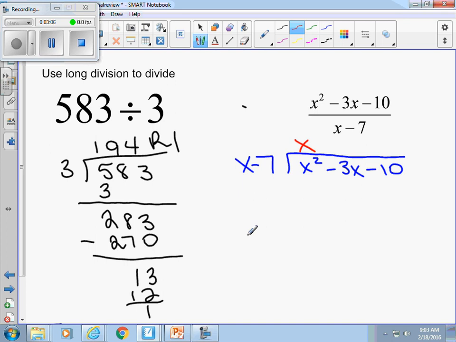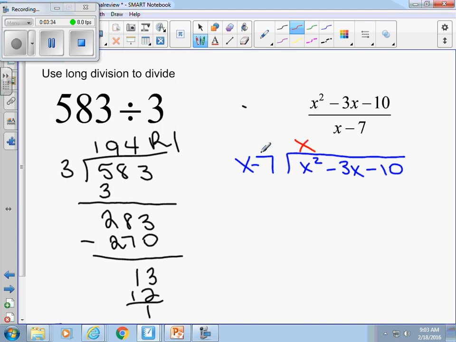What do I do next? Wait, is there another way to do this? Synthetic division, yes. Are we going to learn that? Yes. But synthetic division does not work for everything. You're right. So long division is a little bit more important probably because it works for everything. And I don't know if we'll actually get to synthetic today or not. We may just do long division today. We'll see. We only got 30 minutes today.